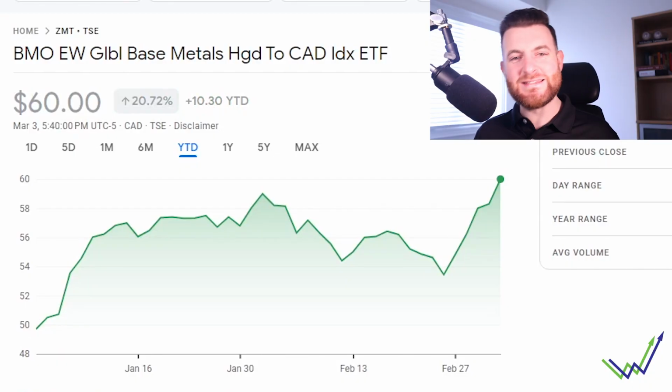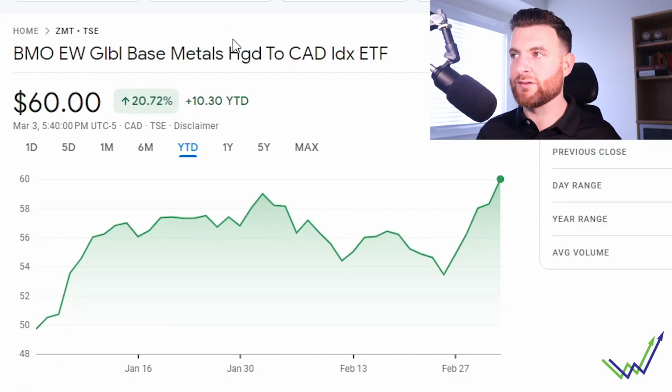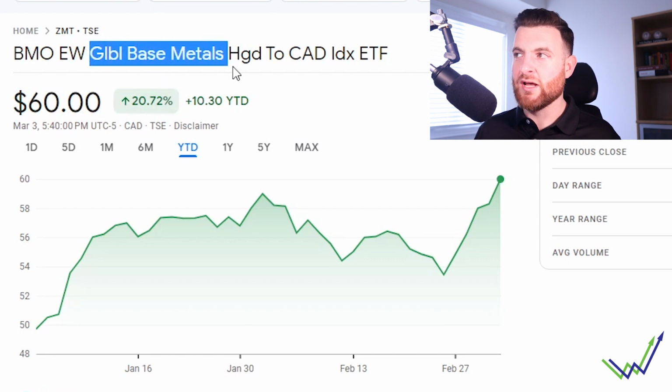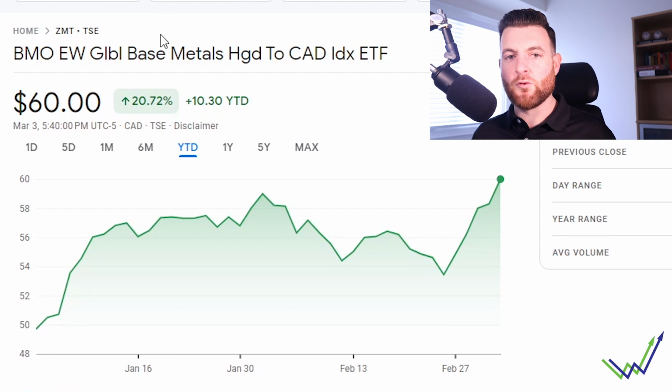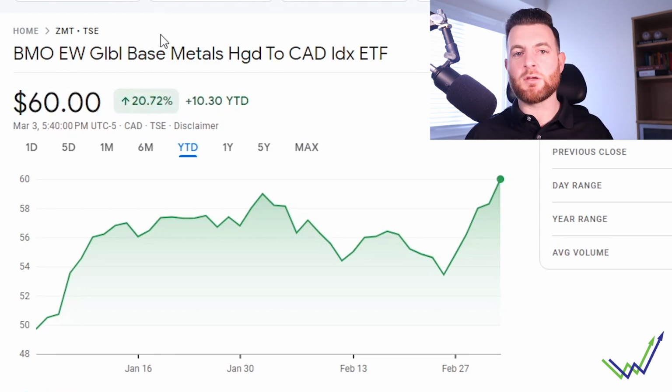One of the ways that I get confirmation of what the commodity market has already done so far this year is by an ETF with the ticker ZMT. It's a BMO product, global base metals. This one happens to be hedged to Canadian dollars, but the year-to-date performance has been 20% higher. So there is an underlying connotation here that the economy is starting to ramp up again, and there could be a potential that Canada could benefit from this commodity boom, which could help save the Canadian dollar.